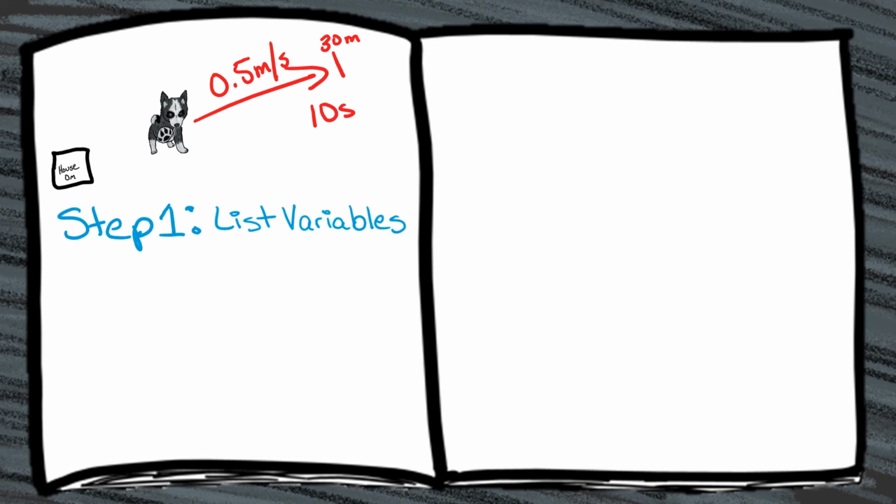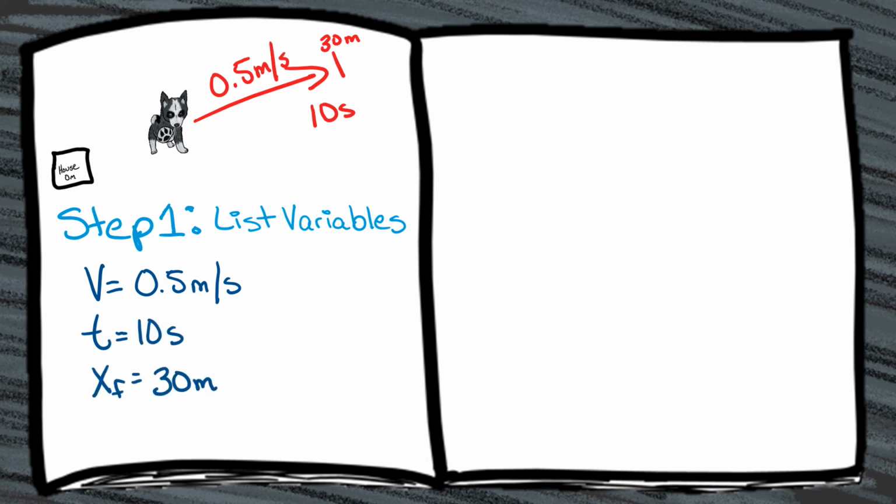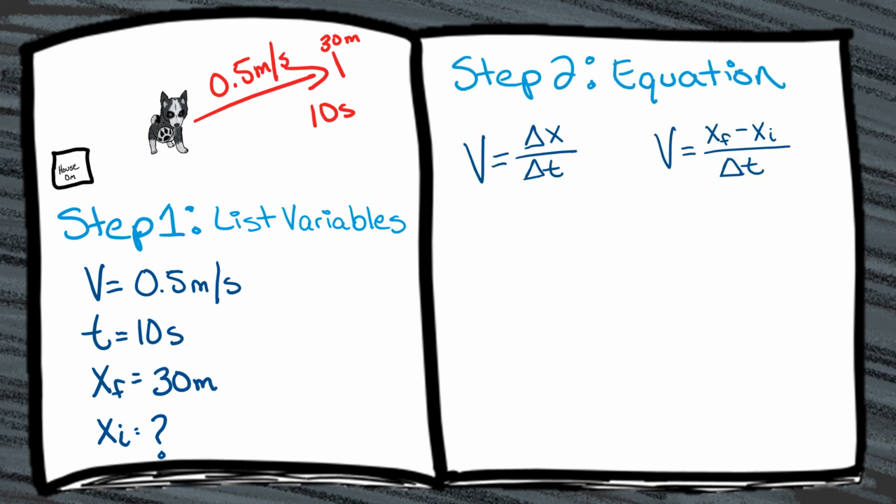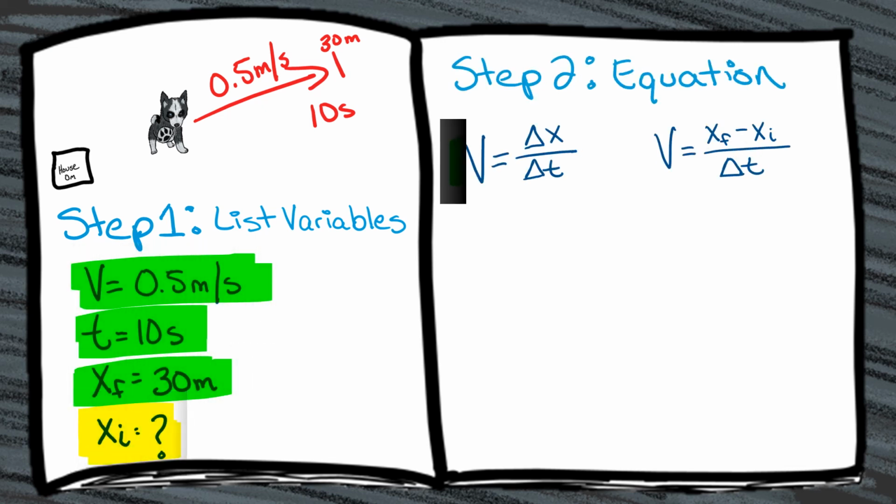Good job, Alex. We know that the dog's velocity was 0.5 meters per second and that he was chasing the cat for a total of 10 seconds, resulting in the dog's final position to be positive 30 meters from your house. The problem asks to determine the dog's initial position from your house. So what do you think we should do next? You got it, Alex. The second step consists of color coding our variables and selecting the right equation to use.